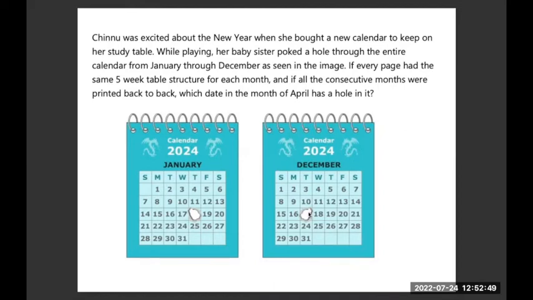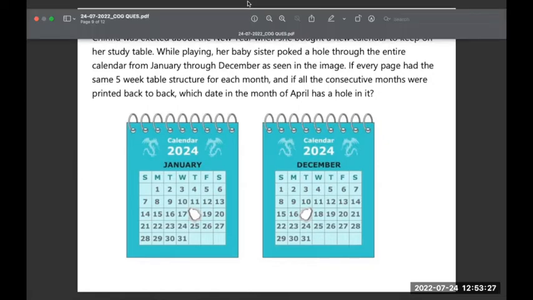What you have to find out here is April. In April, which date in the month of April will that hole be seen? This hole will be seen on which date in April? How do we do this? Any question, any suggestions? How do we do this?